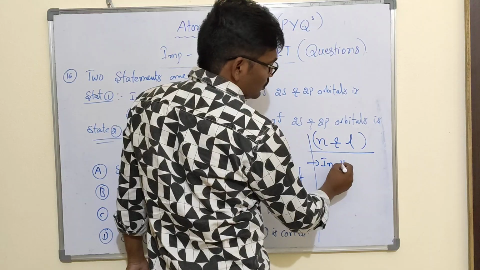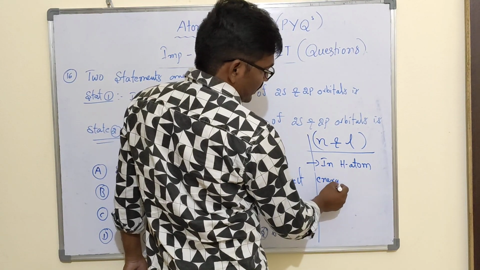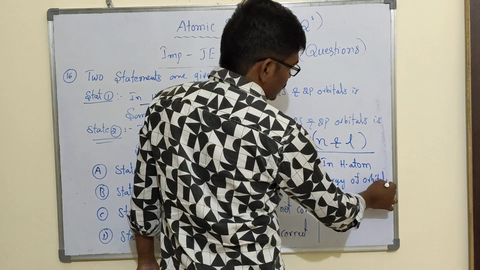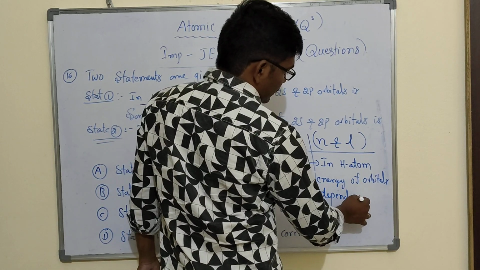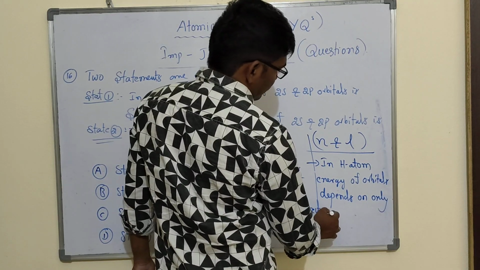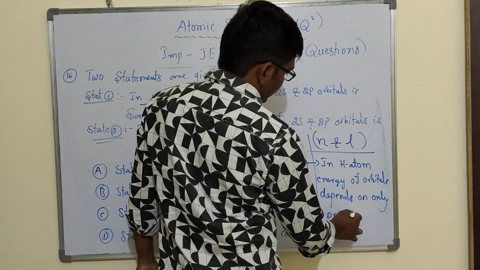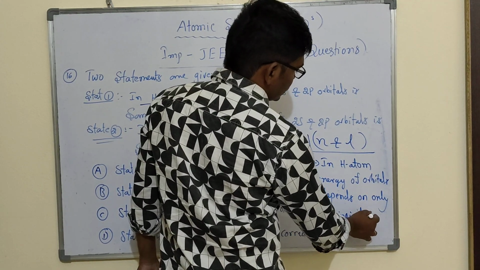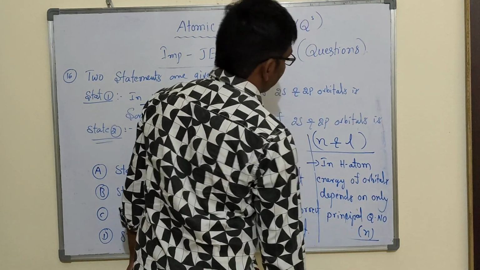In hydrogen atom, the energy of orbitals depends on only the principal quantum number.